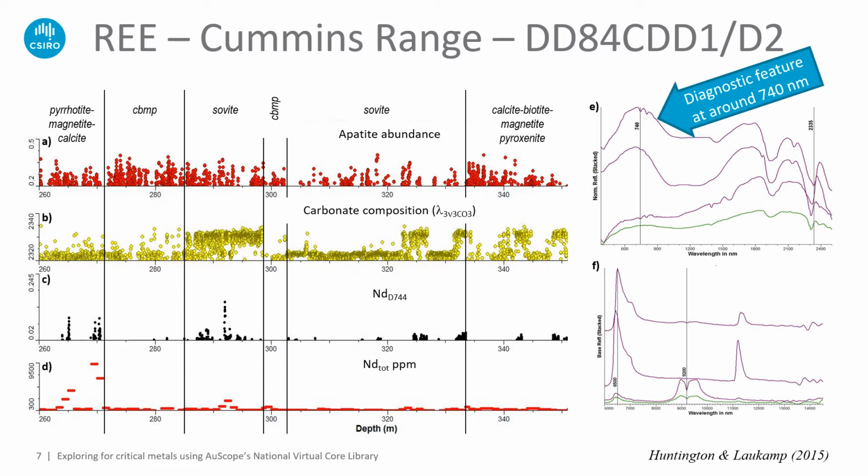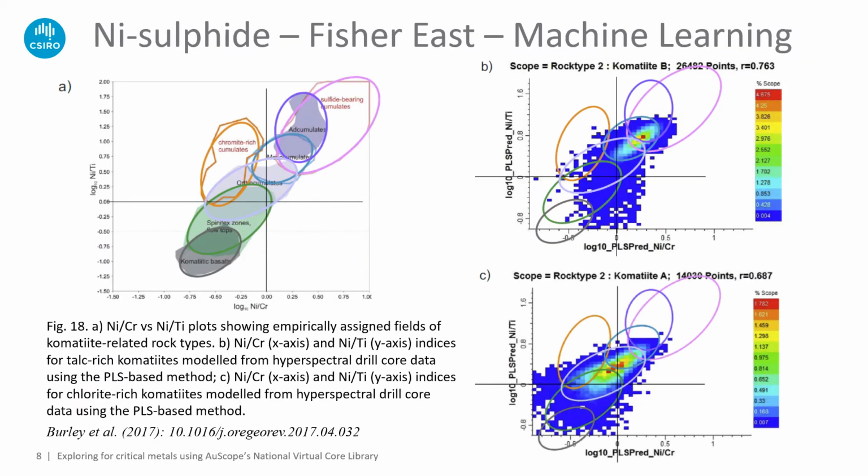At the very bottom we have, for comparison, the geochemistry-derived neodymium content, and we see that there's a good correlation between the two neodymium plots, the one derived from geochemistry and the other derived from the hyperspectral data. So we found that this absorption feature at 740 nanometers is very characteristic, and we can now apply that to other datasets and hunt for these neodymium-rich samples.